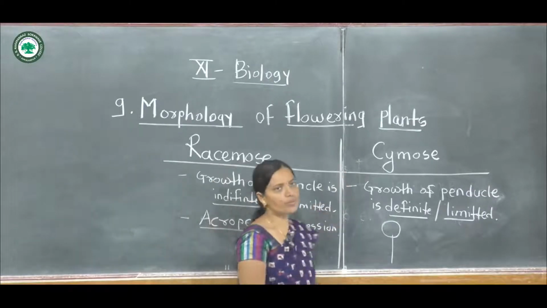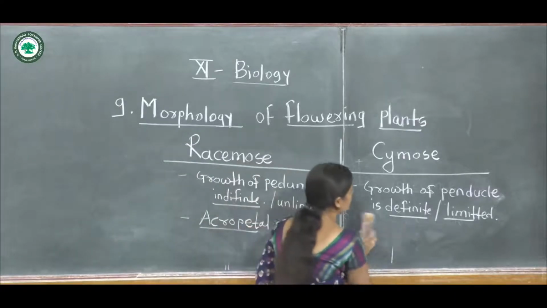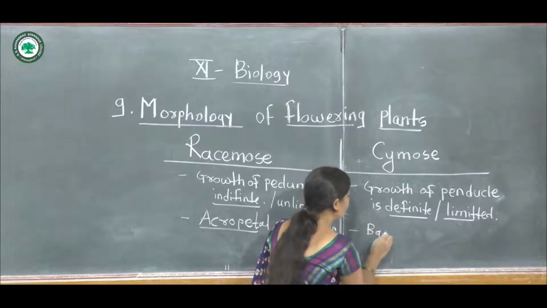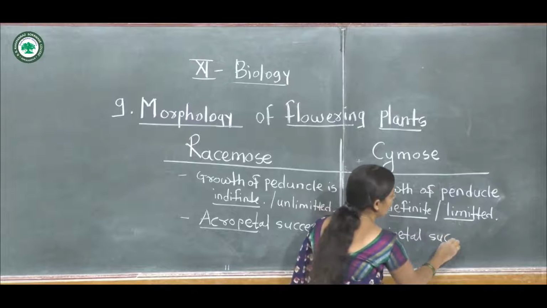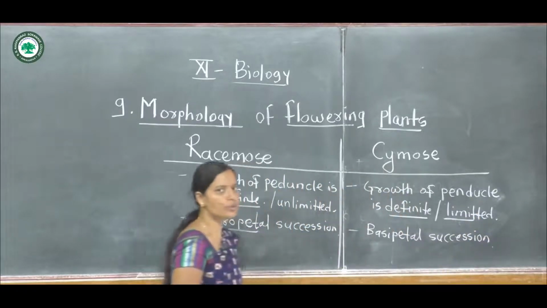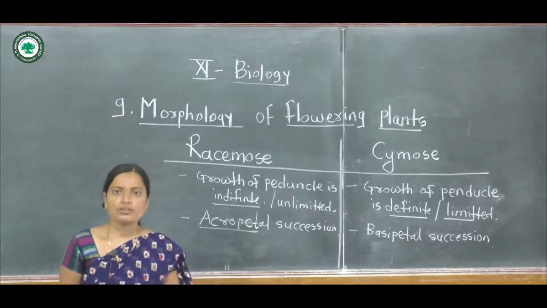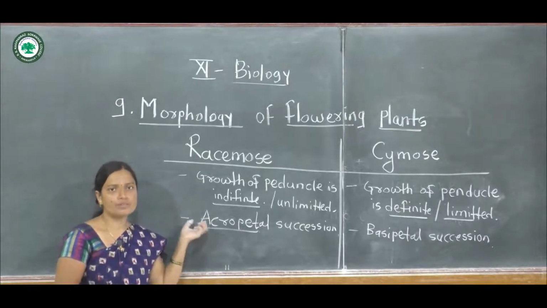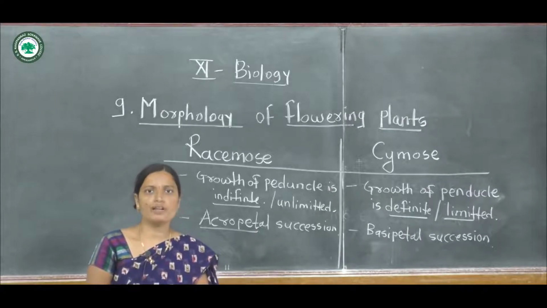In the racemose inflorescence, the arrangement of flowers is in a acropetal succession. Now, these are two differences. What is the acropetal succession? This acropetal succession of racemose inflorescence means the arrangement of flowers is in an acropetal manner.